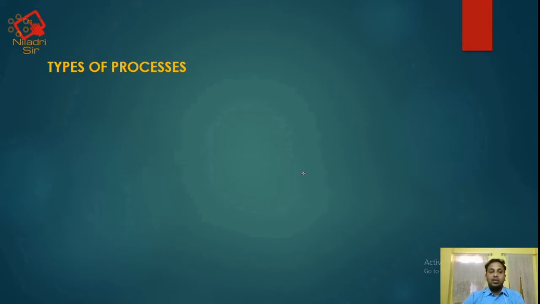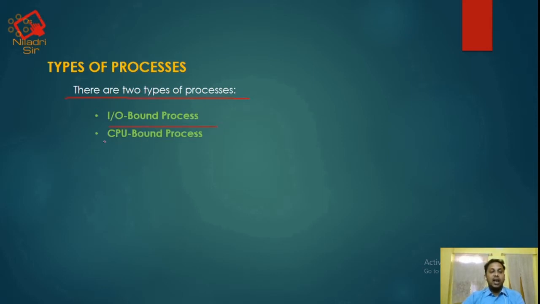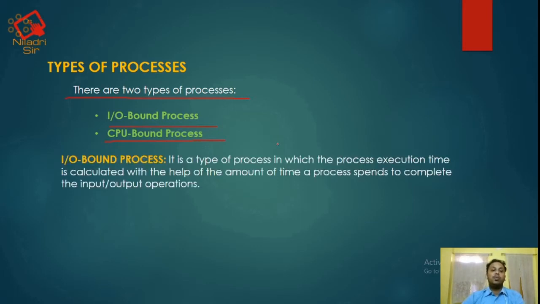There are two types of processes. One is the input-output bound process and the next one is the CPU bound process. So what is an input-output bound process? It is a type of process in which the process execution time is calculated with the help of the amount of time a process spends to complete the input-output operations.